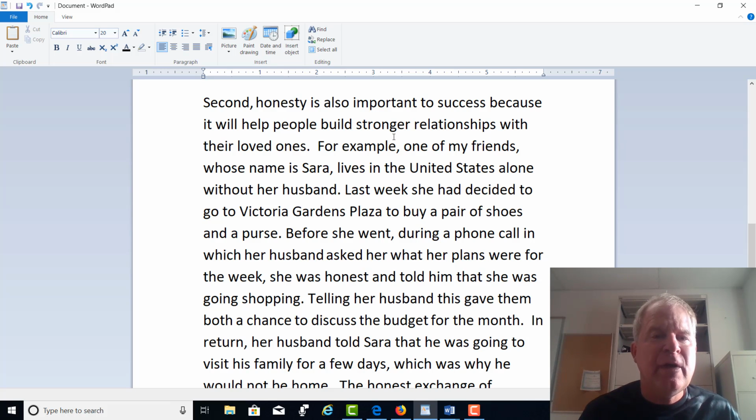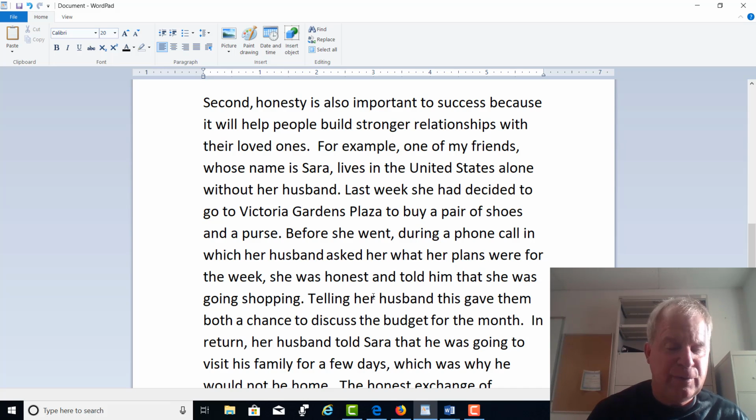For example, one of my friends, whose name is Sarah, lives in the United States alone without her husband. Last week, she had decided to go to Victoria Gardens Plaza to buy a pair of shoes and a purse. Before she went, during a phone call in which her husband asked her what her plans were for the week, she was honest and told him that she was going shopping. Telling her husband this gave them both a chance to discuss the budget for the month.